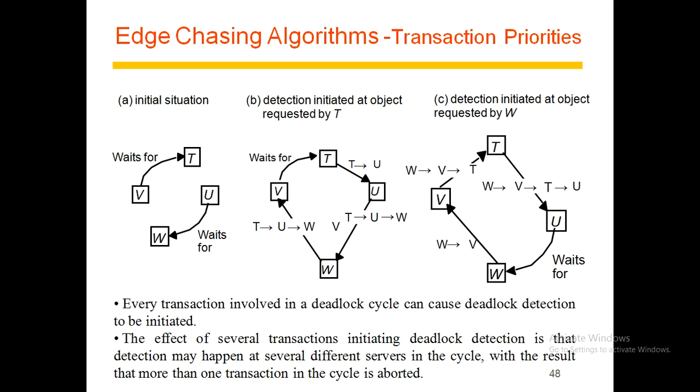Two separate probes, T to U and W to V, are initiated by servers of these objects and are circulated until the deadlocks are detected by each of the servers. In figure B, the cycle is T to U, U to V, V to T, and in figure C, the cycle is W to V, V to T, T to U, and U to W.